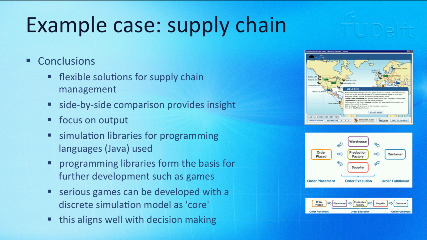In this particular case, we used Java libraries to build the models to have full flexibility in the way we could build them. Finally, serious games have been developed with discrete simulation models as the core, which aligns very much with decision making as human decision makers do, and they can enter their decisions into the game.